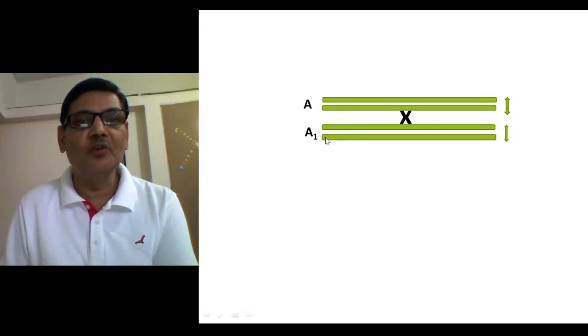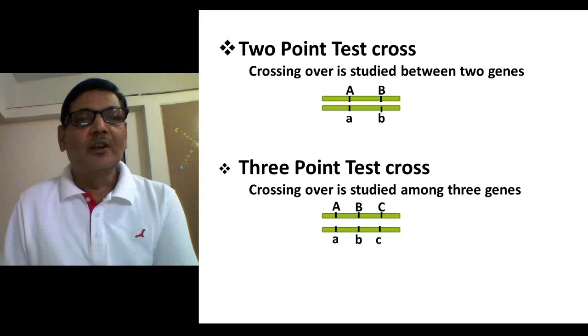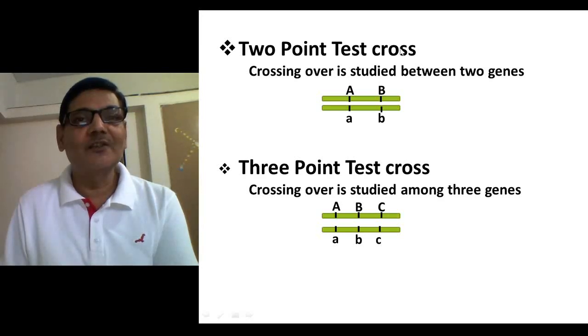These two are homologous chromosomes, and as I just said, by this process new combinations of genes will be formed, and such new gene combinations will form a raw material for the evolutionary events. Now this aspect we can understand by taking two cases, one the 2-point test cross and the other the 3-point test cross.